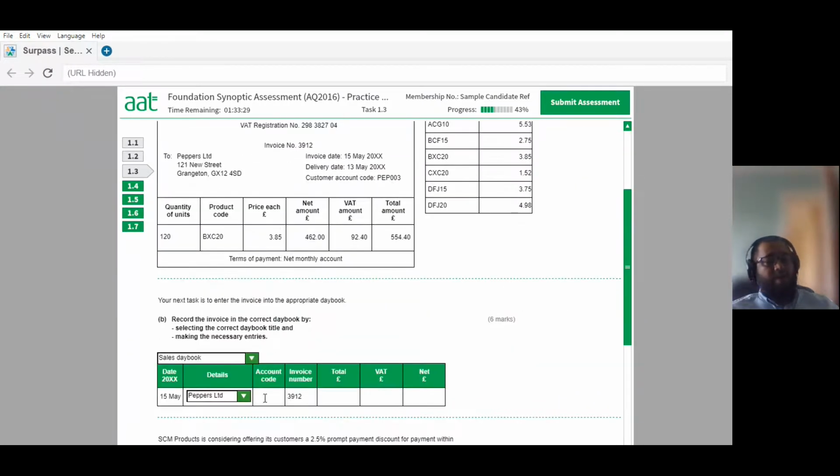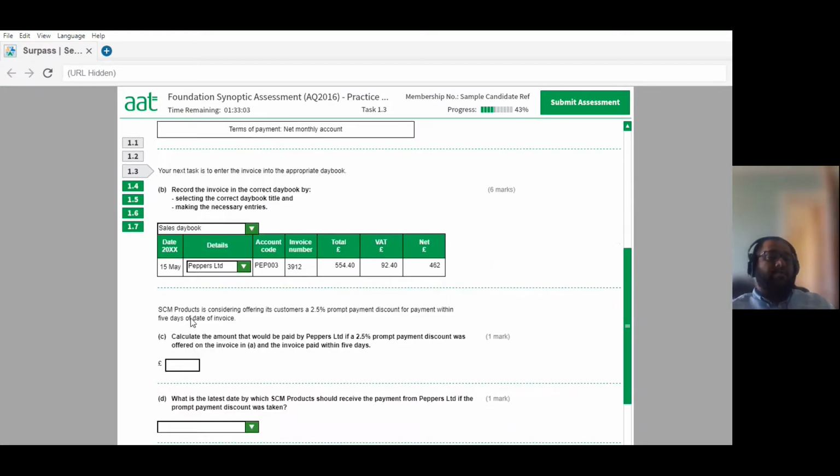PEP003. So we go there. PEP003. Yeah, that's done. The total is going to be the total value of the invoice, £554.40. VAT is going to be £92.40. And then the net amount is going to be £462.